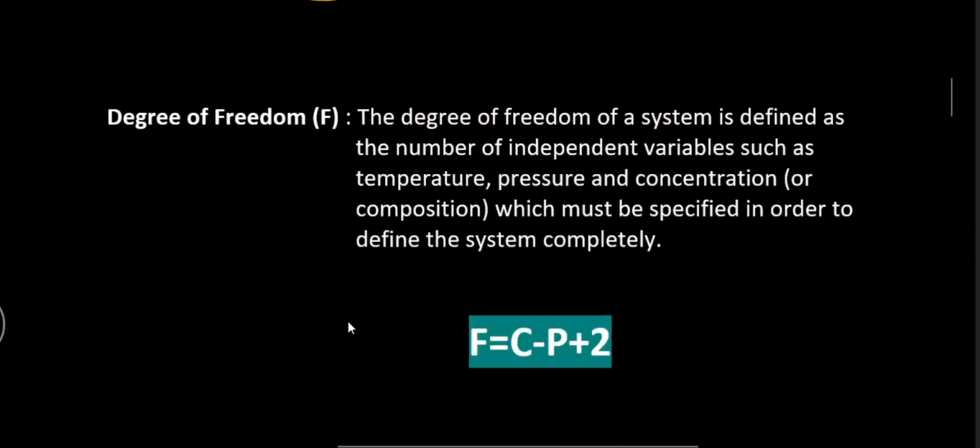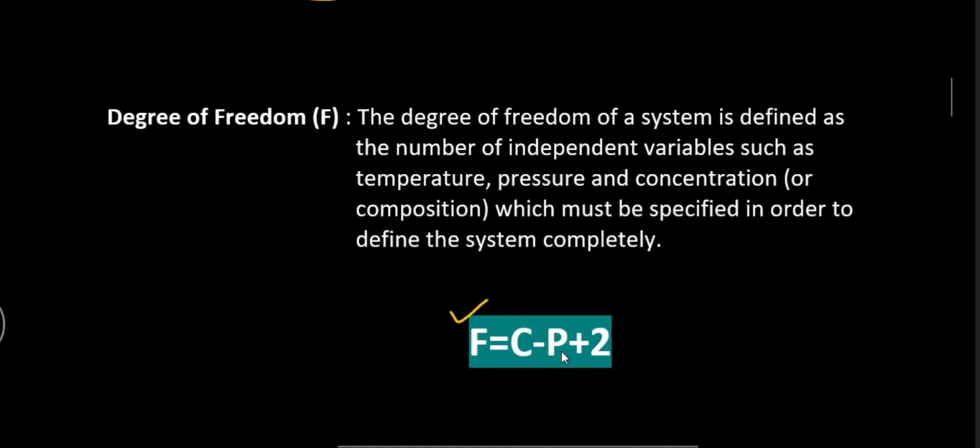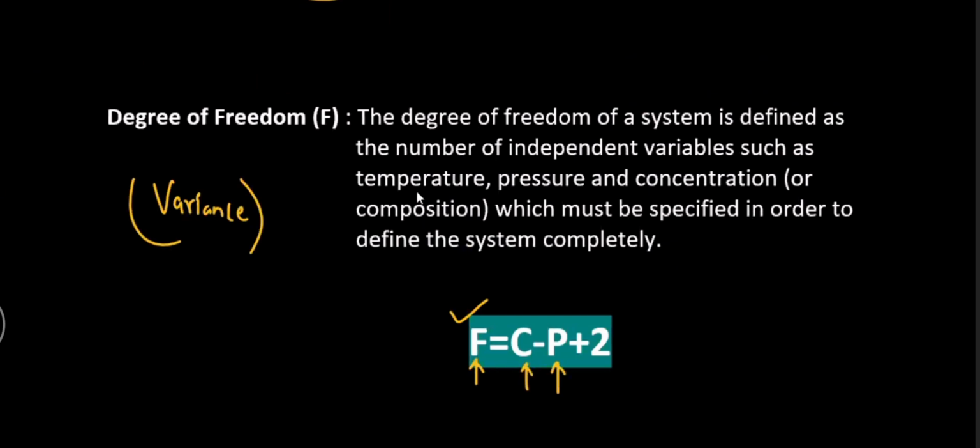Now, degree of freedom, which we have to calculate. And this degree of freedom you can calculate by this formula: F = C - P + 2. Now over here, you can understand that F is degree of freedom, C is number of components, and P is number of phases. Remember that degree of freedom is also known as variance. Now, by calculating degree of freedom, we will understand how many variables are required to define a particular system.